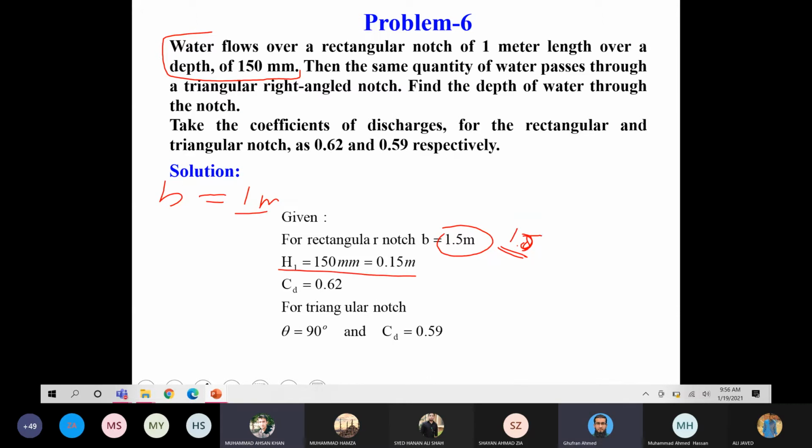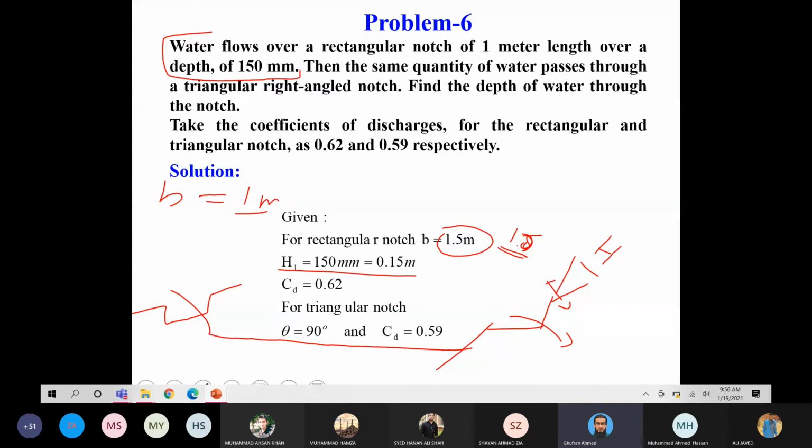Depth given है h 150 millimeter. The same quantity of water passes through a triangular right angle notch. Find the depth of the water through that notch. Second part क्या है? पहले पानी जो है वो rectangle notch से गुजर रहा है. कुछ देर बाद same quantity of water is passing through triangular notch और इस triangular notch की हमने h find करनी है.